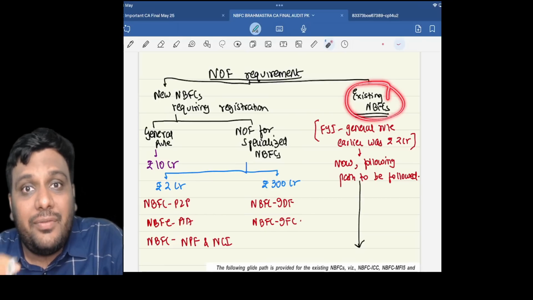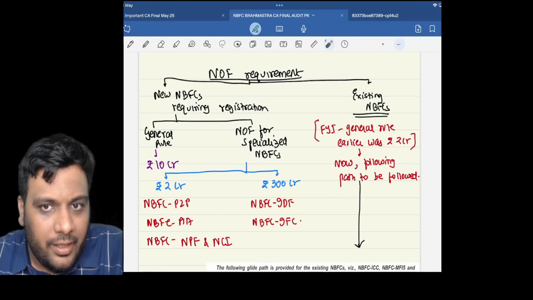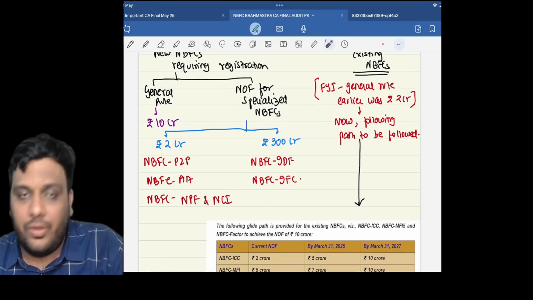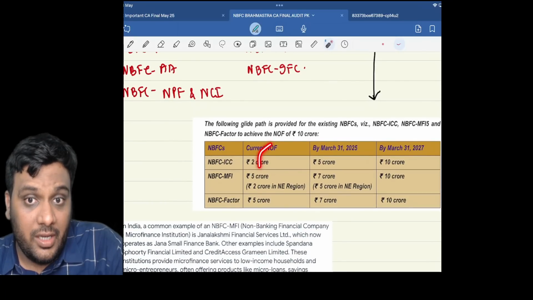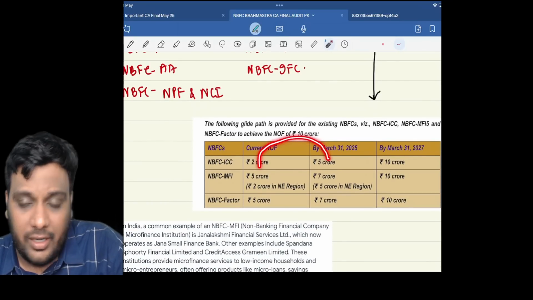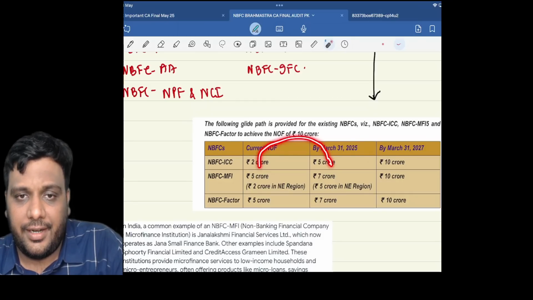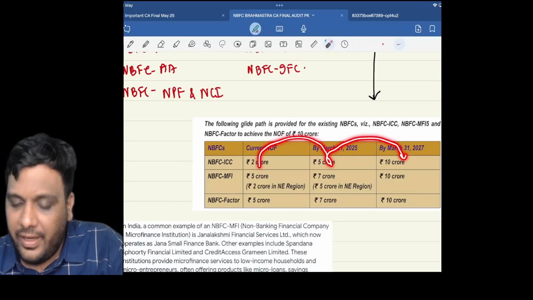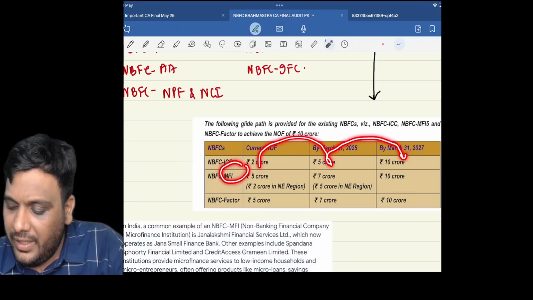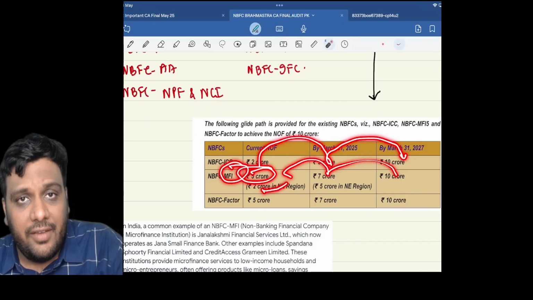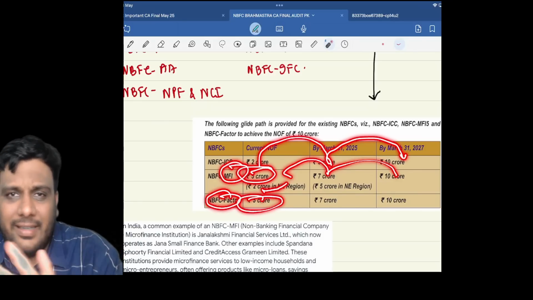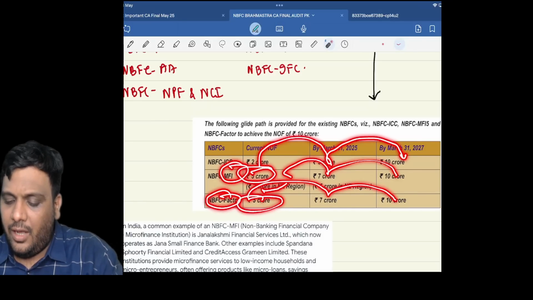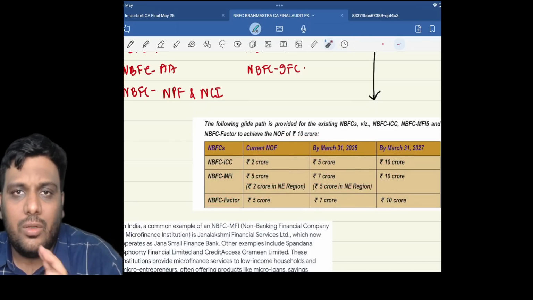For all the existing NBFCs which were under the 2 crore regime, this is the path to be followed. From 2 crore, they have to go to 5 crore by 31st March 25, which can be an important point for the May 25 attempt. Then they have to go to 10 crore. For microfinance institutions, currently it was 5 crores, 2 crores in the Northeast region, from there to 7, then 10. For NBFC factors, it is 5 crore, then from there to 7, then 10 crore. All right. Relax. Whatever examples are required, I've given from Google over here.